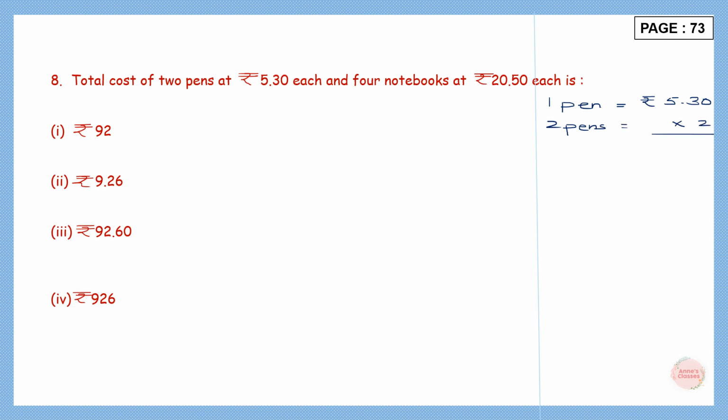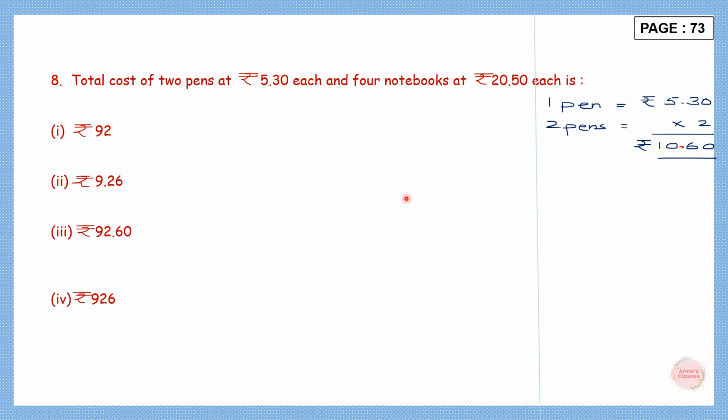So let's ignore the point and multiply. So 2 zeros are 0, 2 threes are 6, 2 fives are 10. Now we can put back the point. Here in the question, after the point there are 2 digits. So in our answer also after the point there should be 2 digits. So we are putting a point here. So now we have the cost of 2 pens and that is 10 rupees and 60 paisa.